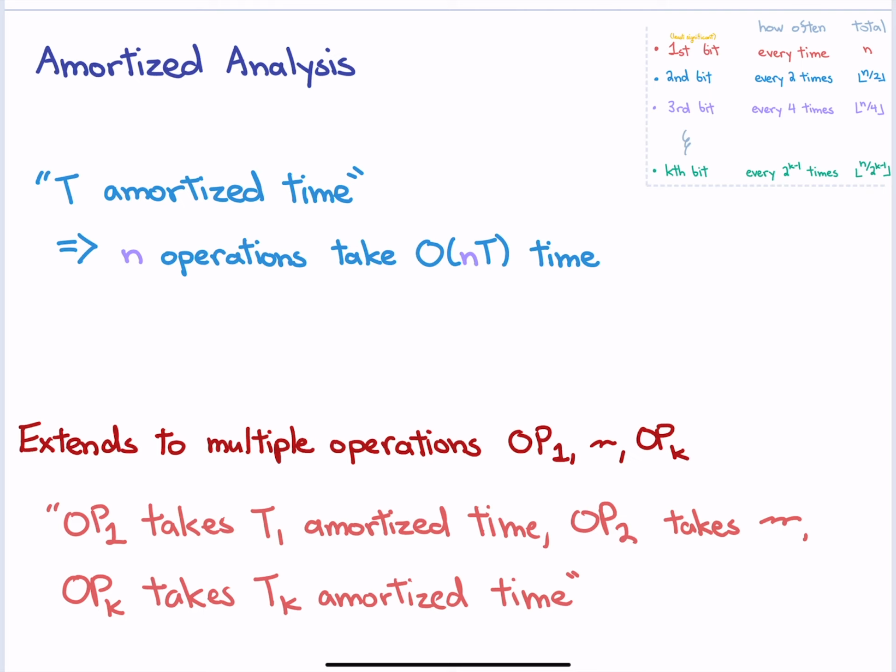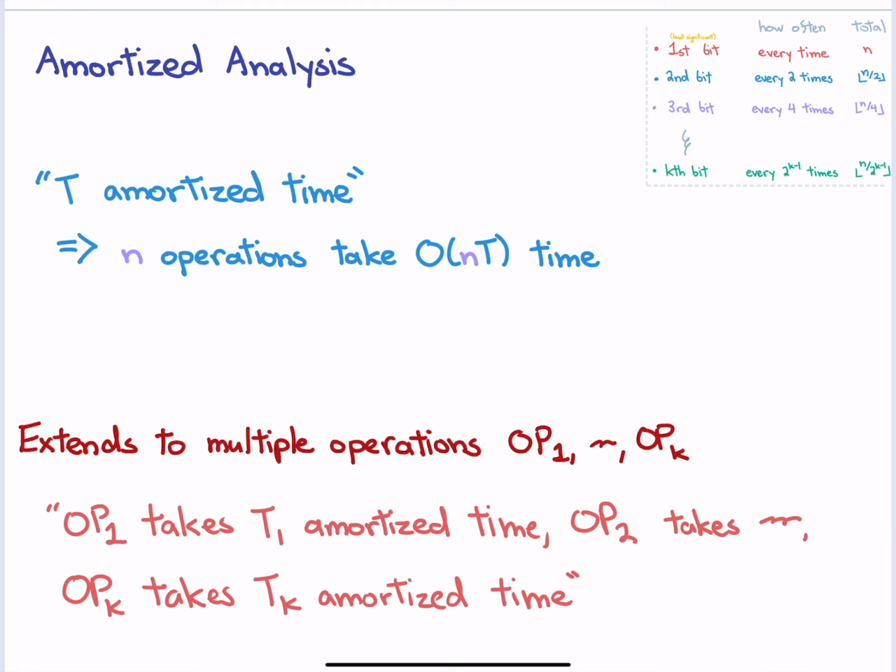Well, before we were only analyzing the operation of incrementing. So we didn't do addition. Just increasing by 1, increasing by 1, increasing by 1. And this is the simplest example I could think of to help demonstrate the concept. We'll have more interesting data structures coming up.